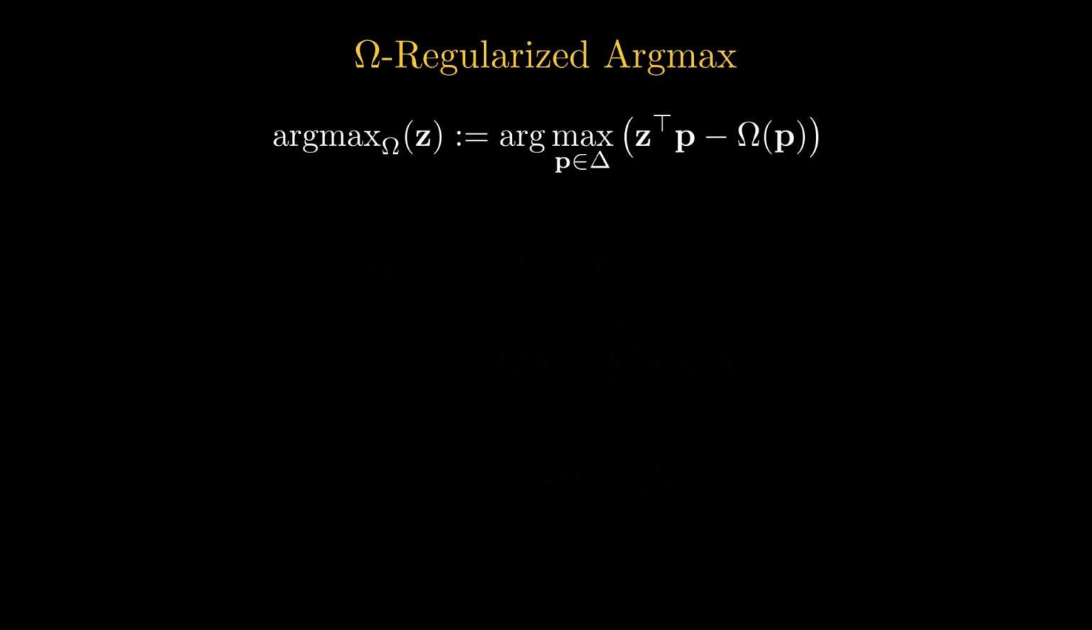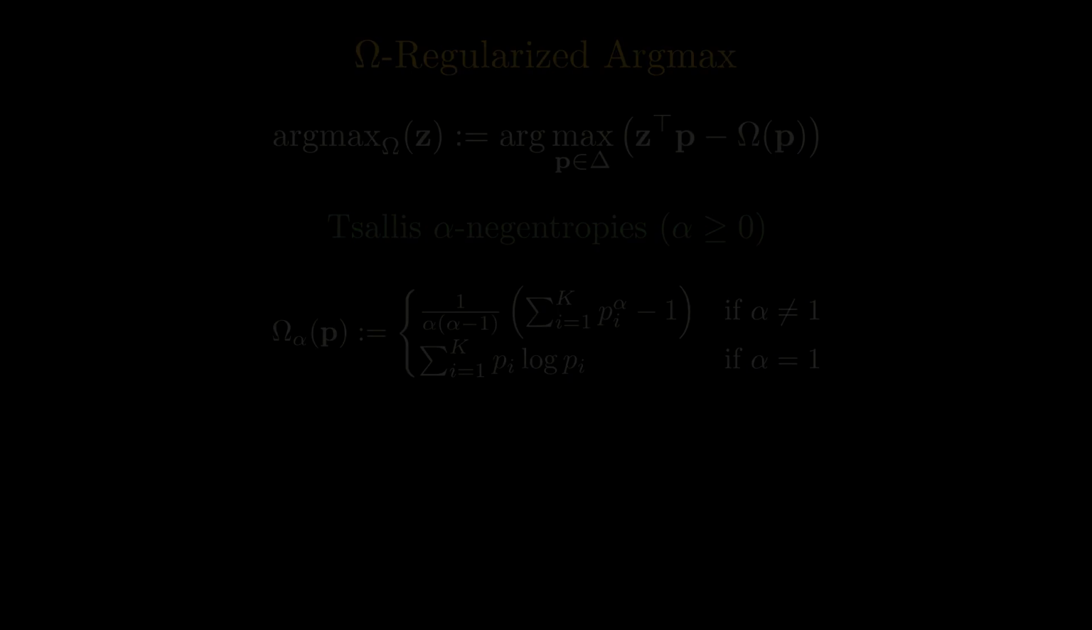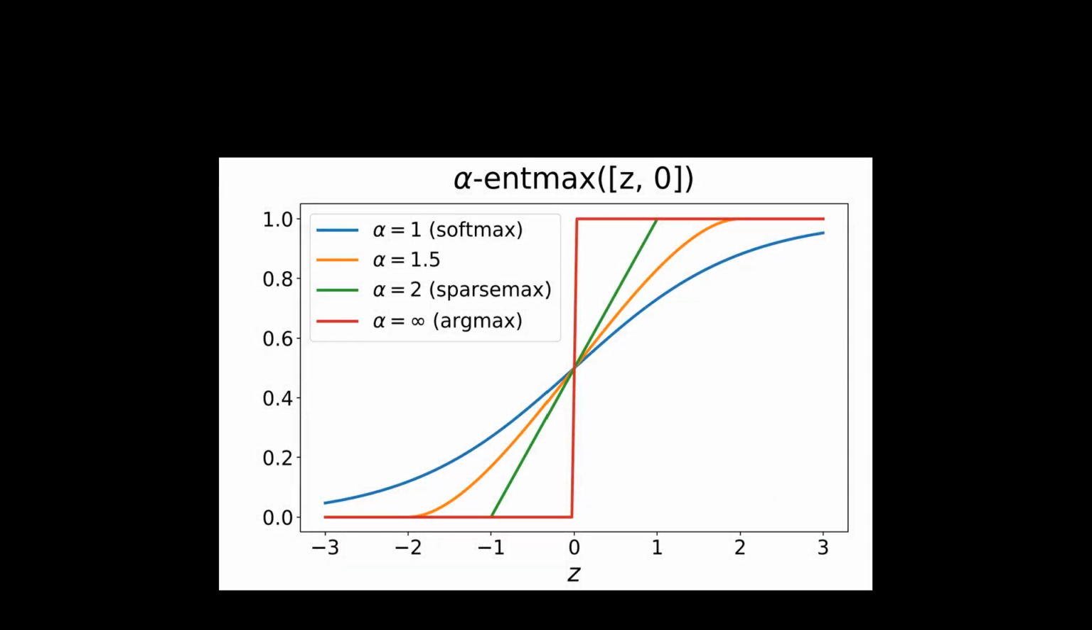We can generalize this further using Tsallis alpha-negentropies. The omega function is defined conditionally based on an alpha parameter. Let's look at how this parameter alpha changes the transformation. For alpha equals 1, we get the original softmax function. As we increase alpha, the distribution shifts, and at alpha equals 2, we get sparsemax. As alpha approaches infinity, we recover the strict argmax.